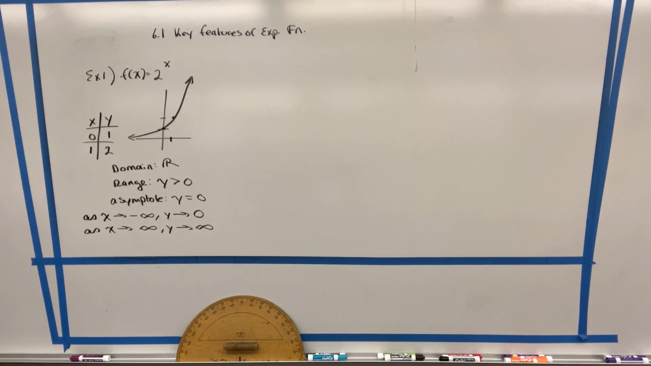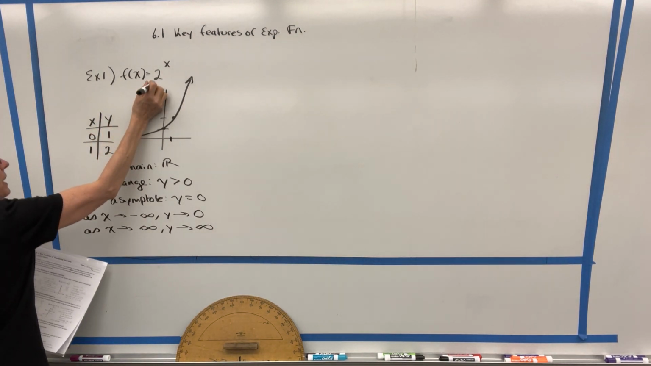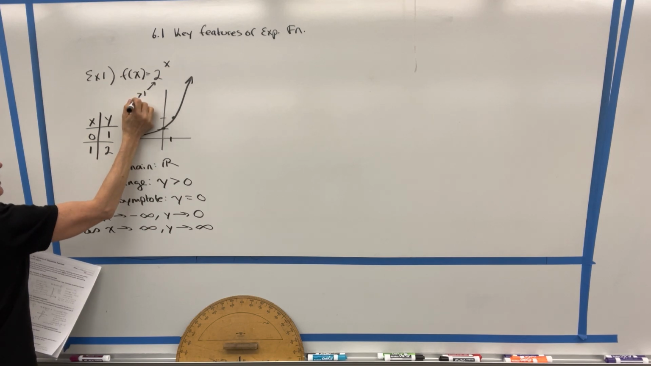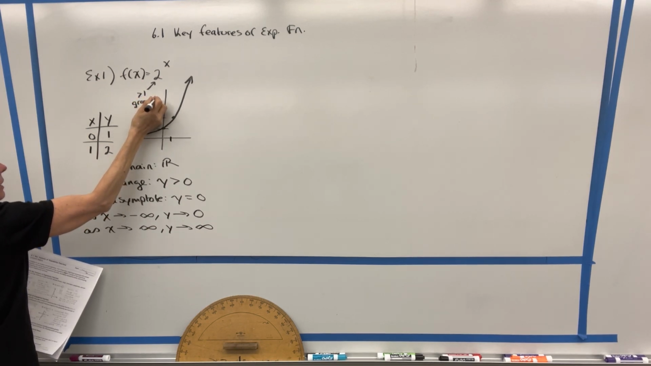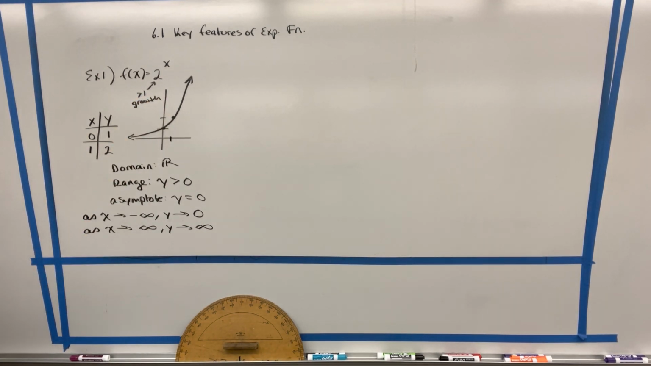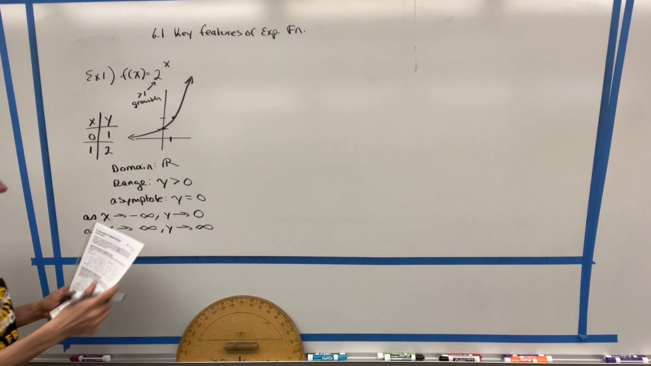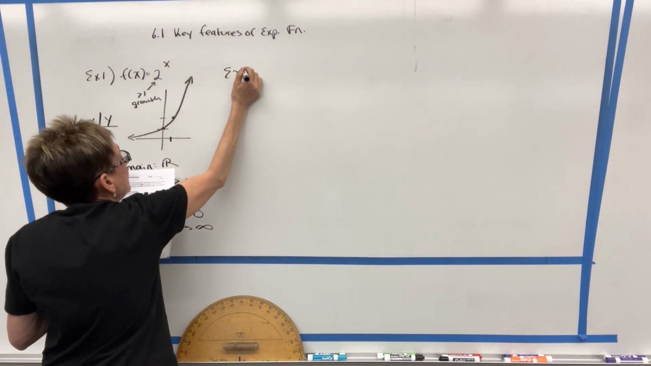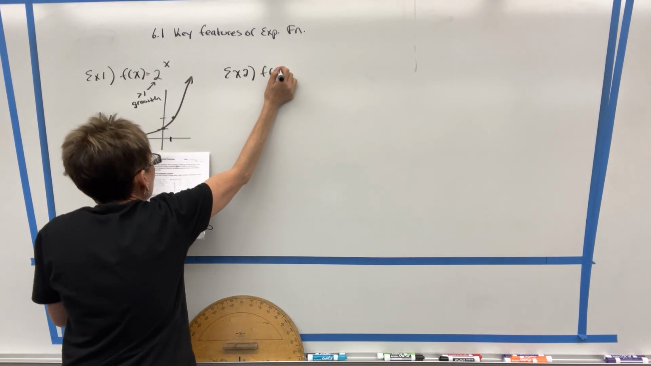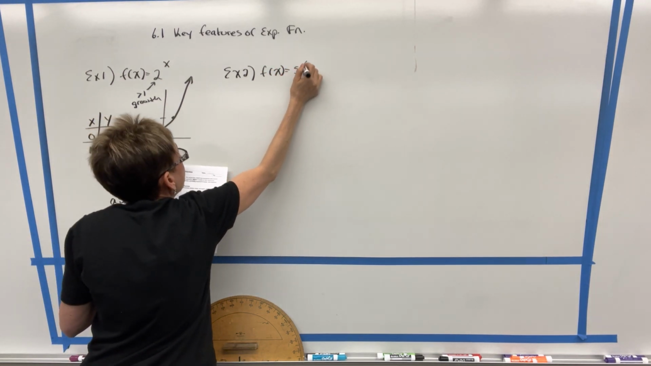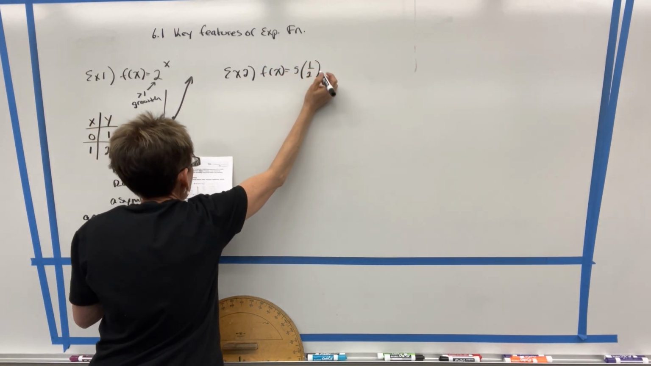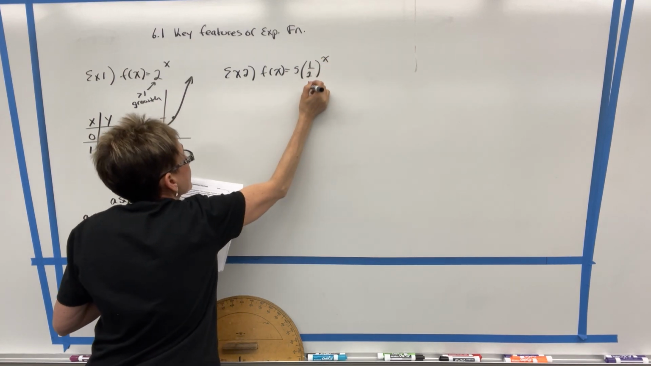And the reason why we would know that it is exponential growth is because this number here is greater than 1. So it's going to be growth. The number being raised to the power is greater than 1. Let's look at an example of exponential decay. So f of x equals 5 times 1/2 raised to the power of x.